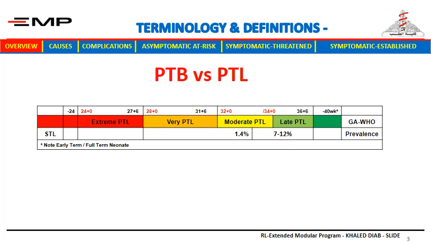WHO further subclassified preterm labor into late, moderate, very and extreme preterm labor as shown in the table. It is noted that all preterm birth, mainly late preterm birth, represent 7 to 12% of all birth. The increase of prevalence of preterm birth in the 1990s is related in part to the increase in multiple gestation.